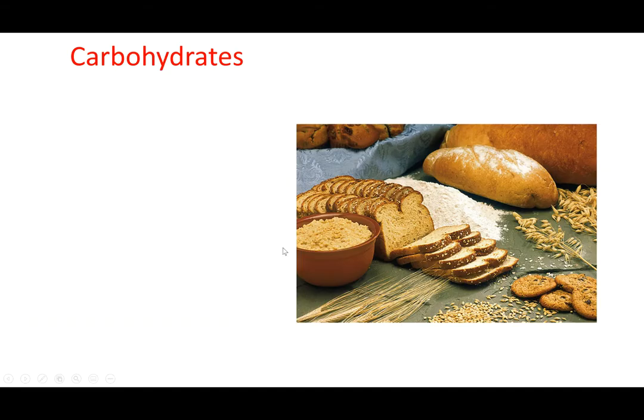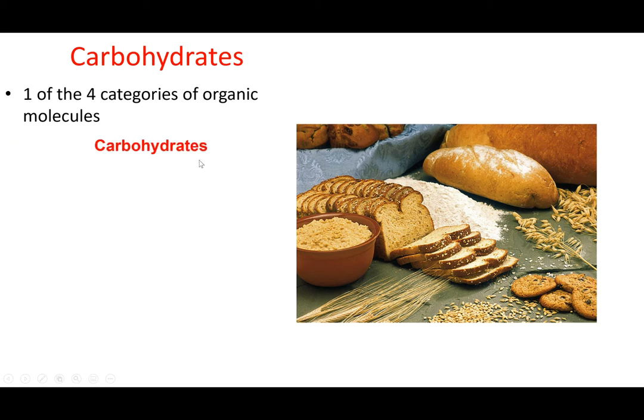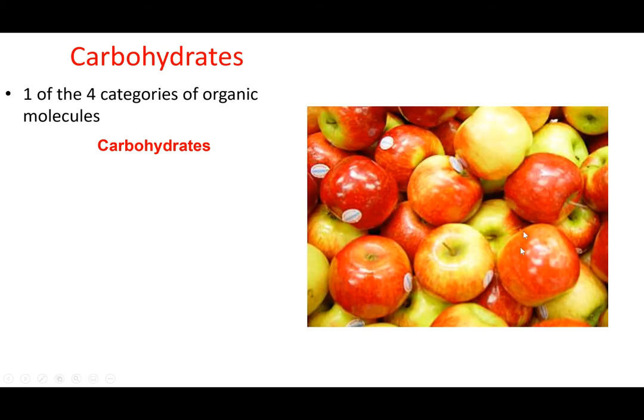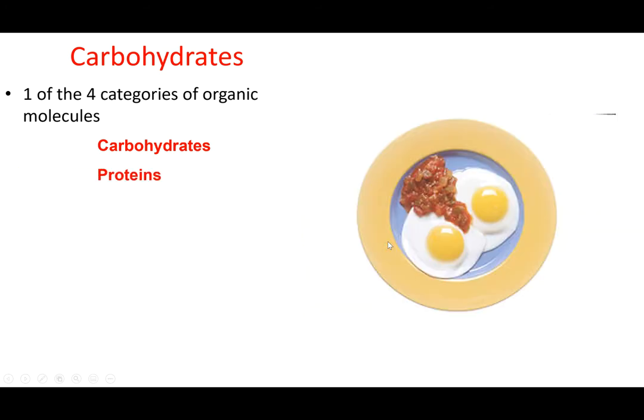So carbohydrates: bread, cookies. I'm celiac, so I can't actually have regular flour, but I can have other kinds of stuff. Anyways, carbohydrates, right? One of the 4 categories of organic molecules. Pasta, complex carbohydrates. Fruit, most fruits are simple carbohydrates, simple sugars.